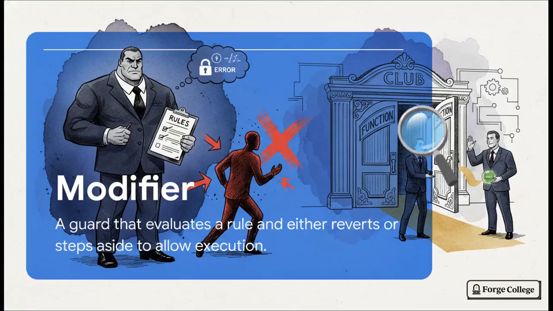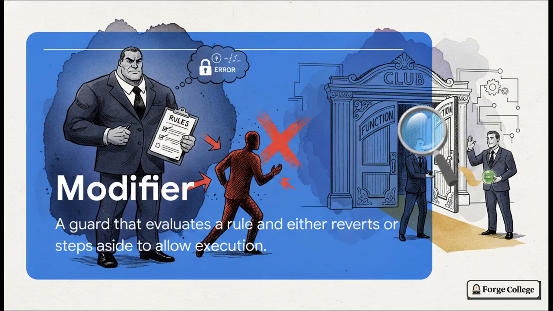To really get this concept into our bones, I want you to adopt a very specific mental model. Think of a modifier like a bouncer at a wildly exclusive club. Just picture a massive no-nonsense checkpoint guard standing right in front of your function's door. This guard is holding a clipboard with a specific rule on it. When someone tries to call your function, this guard evaluates that rule. If the caller breaks the rule, well, the guard unceremoniously bounces them.